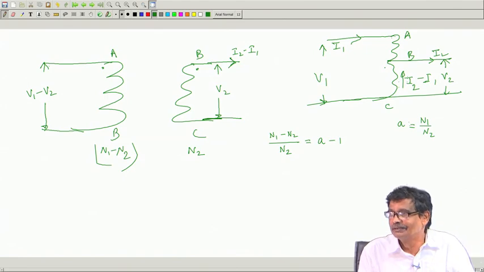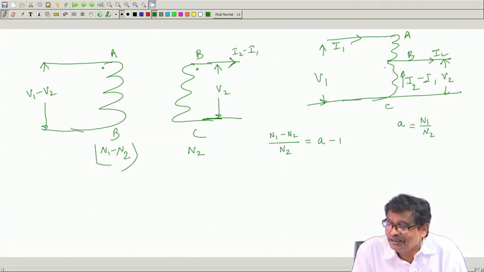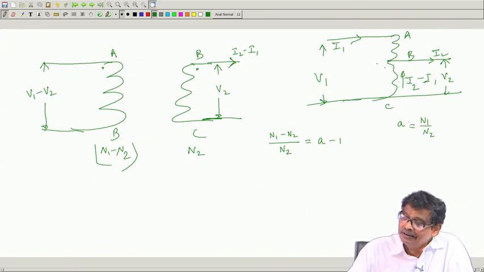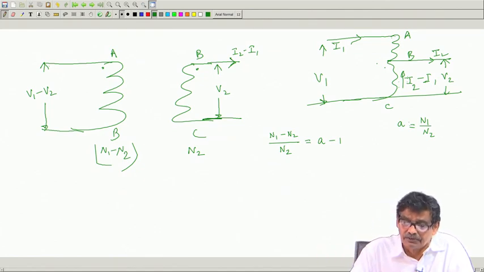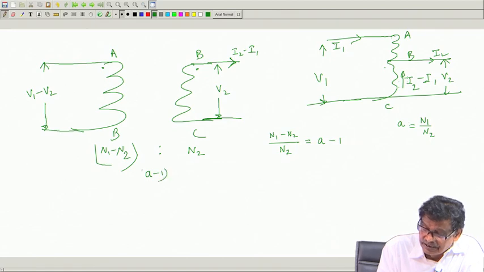Then you will be making a mistake, because as I told you, these coils are really unaware of the fact whether it is connected like an auto transformer or like a two winding transformer. So, this is the thing, and if that be the case, then I will say that this is a transformer of ratio a minus 1 is to 1.